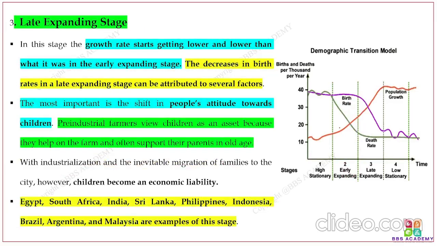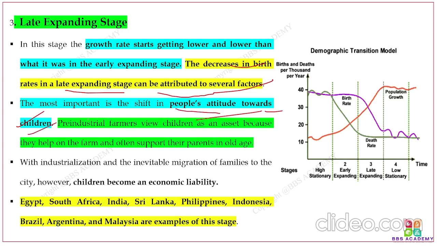If we see the next stage, the late expanding stage, here the birth rate is declining and the death rate is low. Due to the declining birth rate, population growth is not very high. Population growth is a slow growth rate here. The decrease in birth rate in the late expanding stage can be attributed to several factors, the most important being the shift in people's attitude towards children.